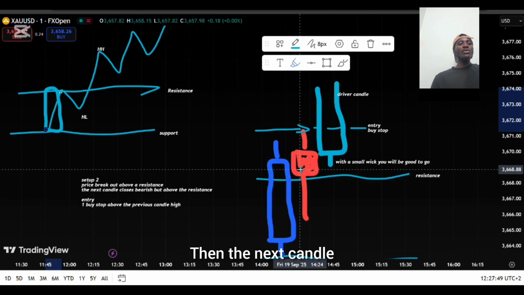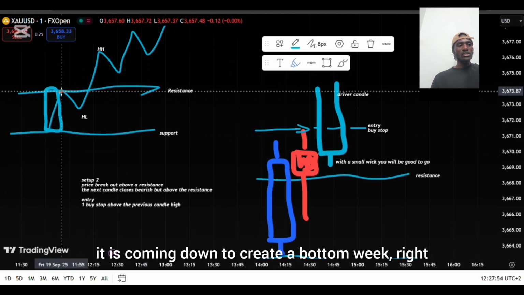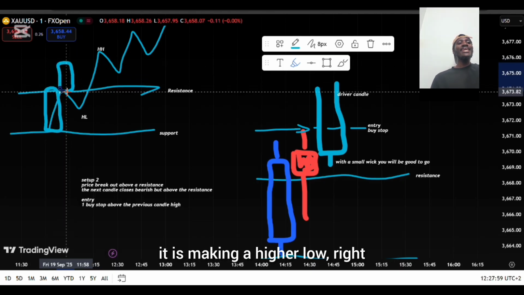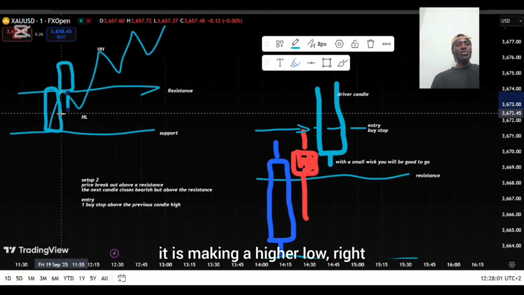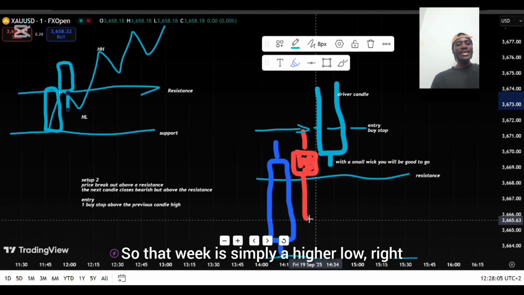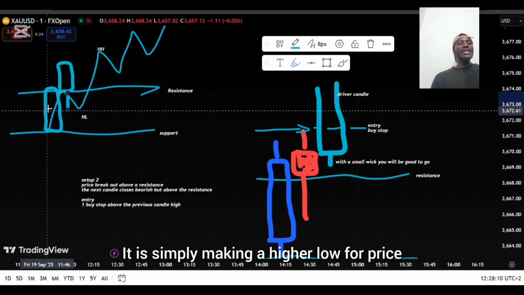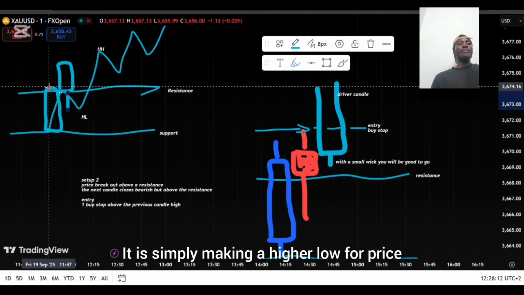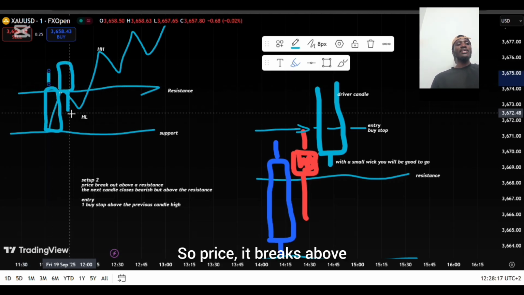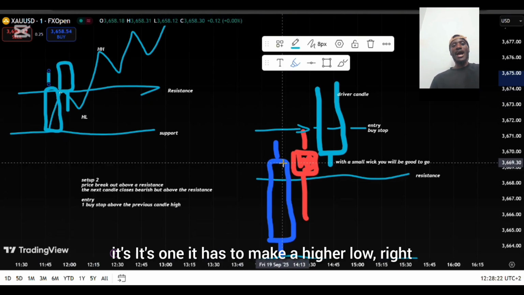Then the next candle, that bearish candle, is simply coming down to create a bottom wick. In other words, it is making a higher low. Remember, higher highs, then higher lows. So that wick is simply a higher low, made for price to continue to go up. So price breaks above, then the next step, it has to make a higher low.